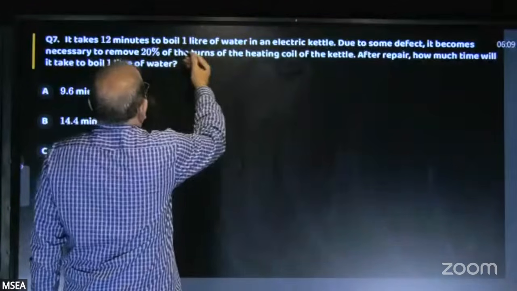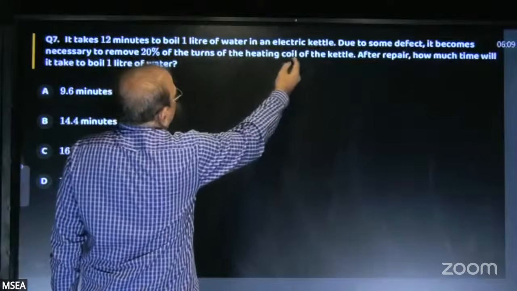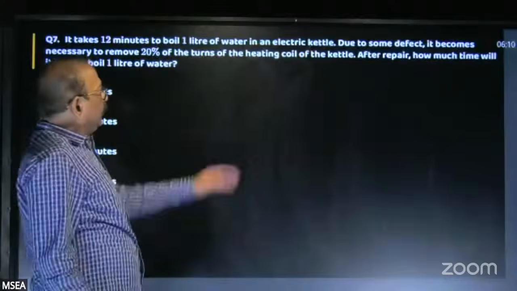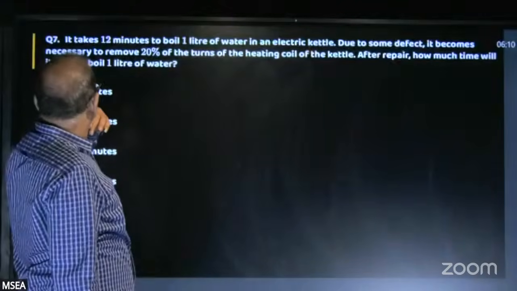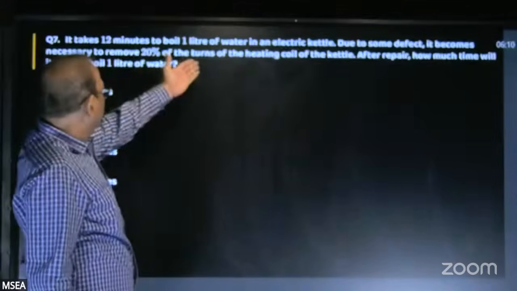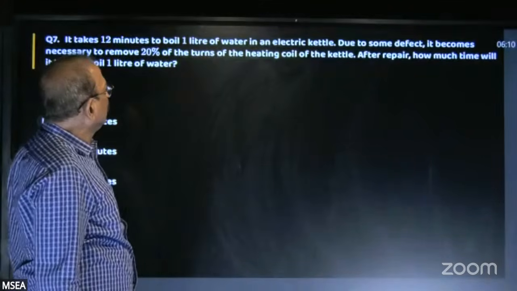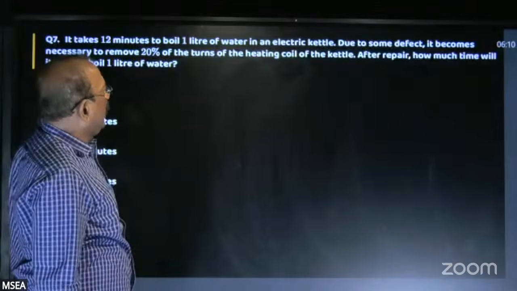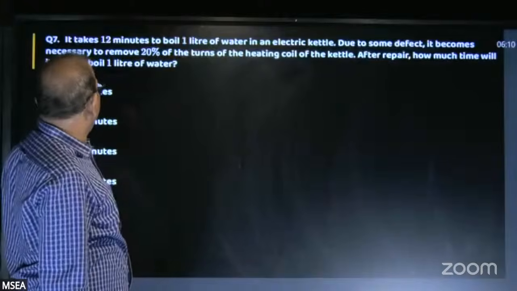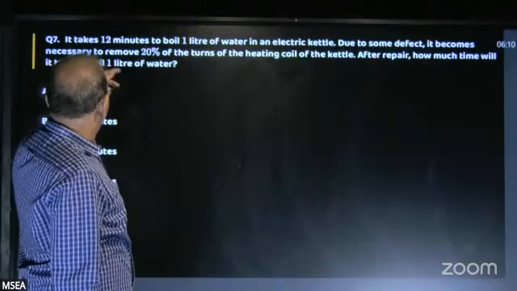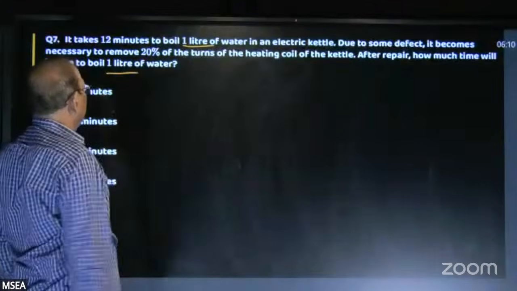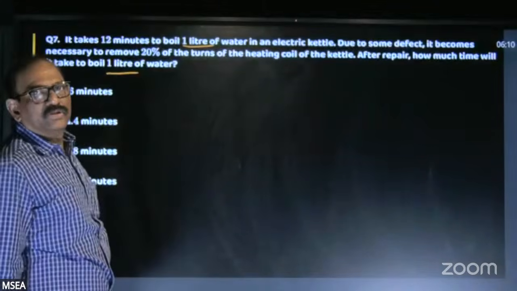It takes 12 minutes to boil 1 liter of water in an electric kettle. Due to some defect, it becomes necessary to remove 20% of the turns of the heating coil in the kettle. After that repair, how much time will it take to boil the same amount of water? 1 liter, here also 1 liter only. How much time is it asking?